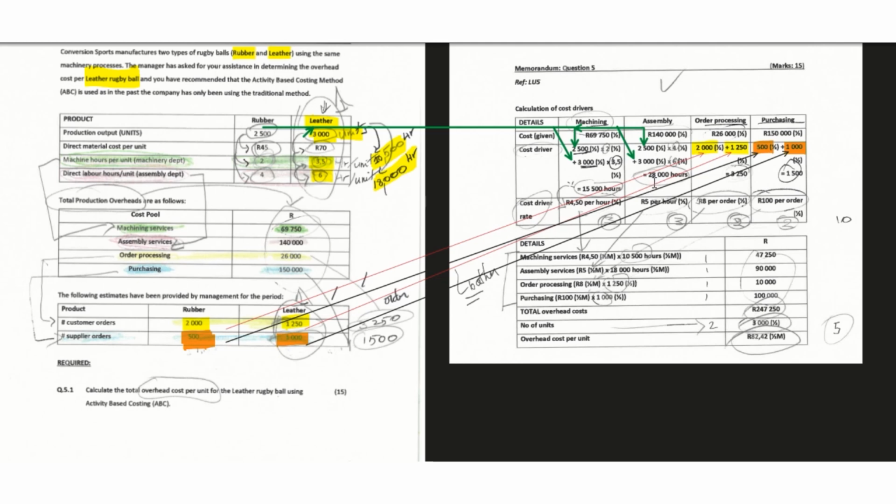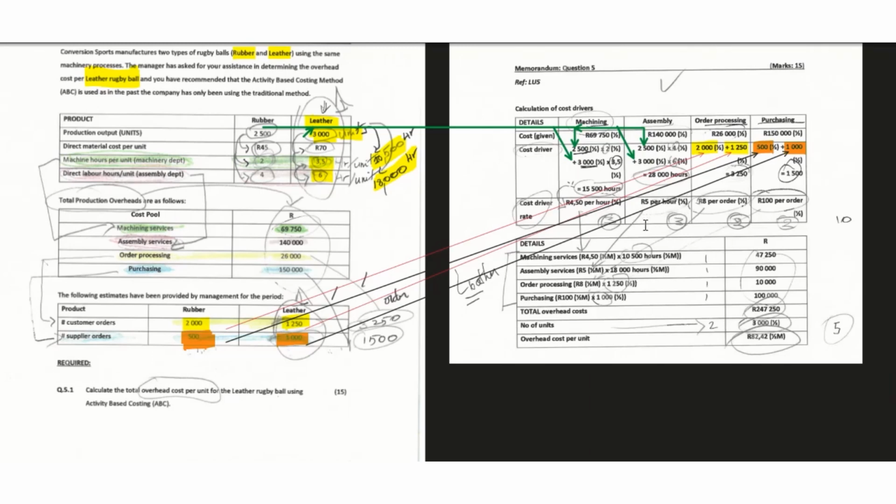We will find 28,000 hours was needed to produce both the rubber rugby balls, which is 2,500 rubber rugby balls, plus 3,000 leather rugby balls. So to produce all these balls, right? When it comes to the direct labor hours, we find that it necessitated 28,000 hours. So now we take the total cost divided by the number of hours. That's how we find the 5 rand per direct labor hour, right? So that's the cost there.